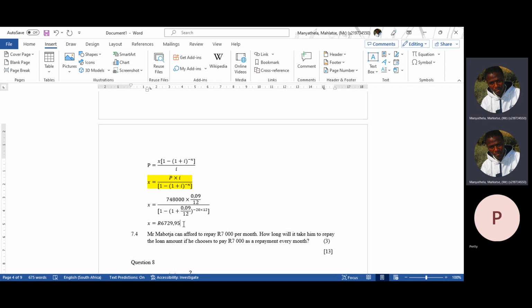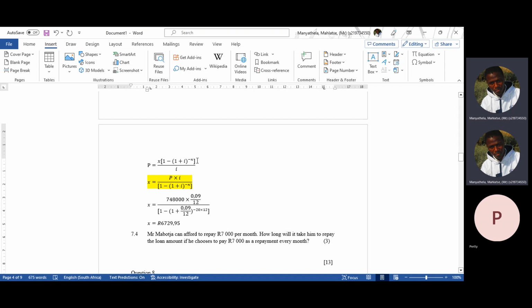Going to the last question, it says Mr. Maboja can afford to repay 7,000 per month. How long will it take him to repay the loan amount if he chooses to pay 7,000 every month? Meaning that we're going to use this 7,000 as our X value. And then what are we going to calculate? We are going to calculate the value of n.